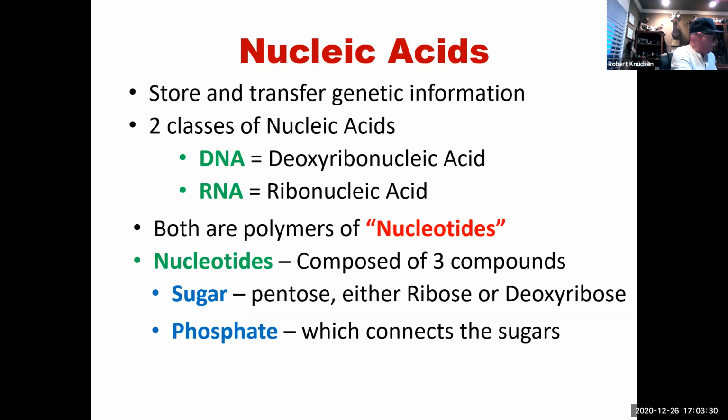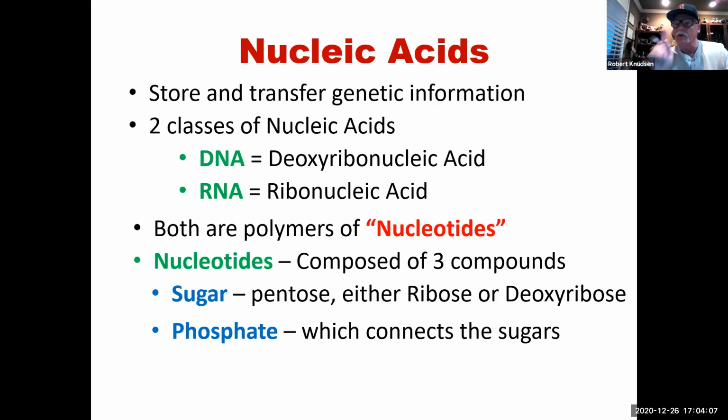I'm going to draw it for you. Hang on. That pencil's jacked up. Okay, I'm going to draw it for you. Here's a phosphate. I'm going to draw it as a circle with a P in it. Here's the sugar. Okay, sugar and phosphate. Then I'll draw another phosphate, and another sugar. See what I did? Now that's the backbone.